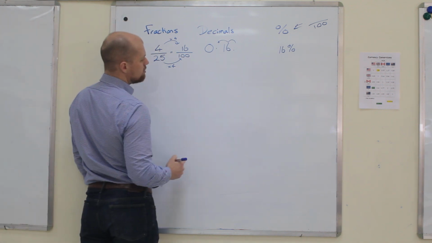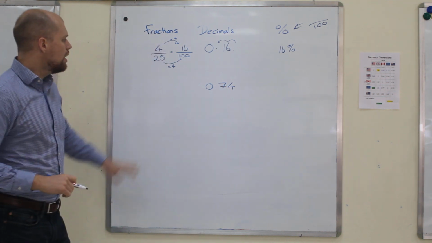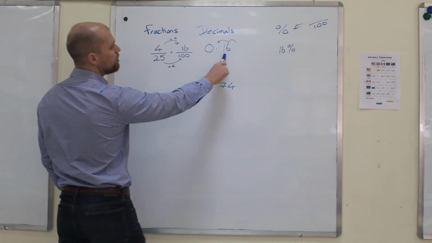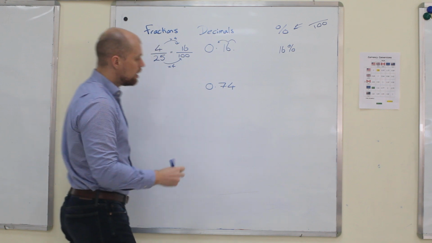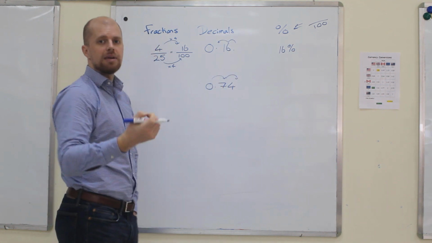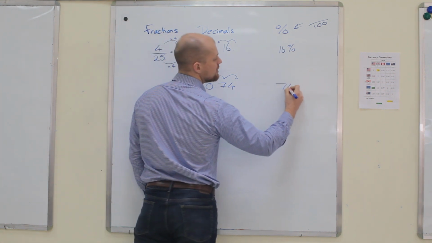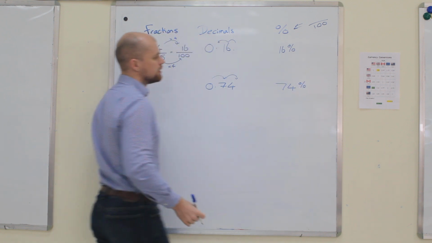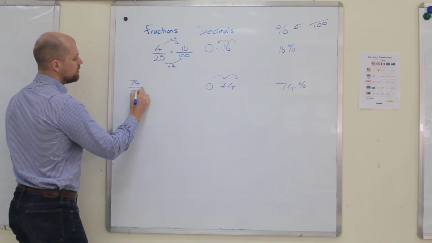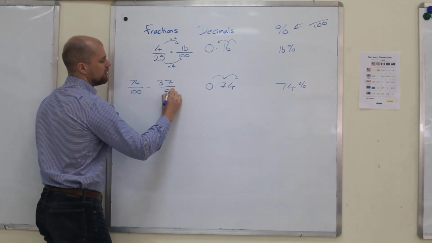Let's take a different example. Let's take 0.74. To go from a decimal to a percentage, very, very similar. If you see here we have 0.16 and 16, just do it in reverse, times by 100. Because don't forget, percent means out of 100. So I times by 100 and I get 74%. And percent means out of 100, so I get 74 out of 100. Or 37 out of 50.